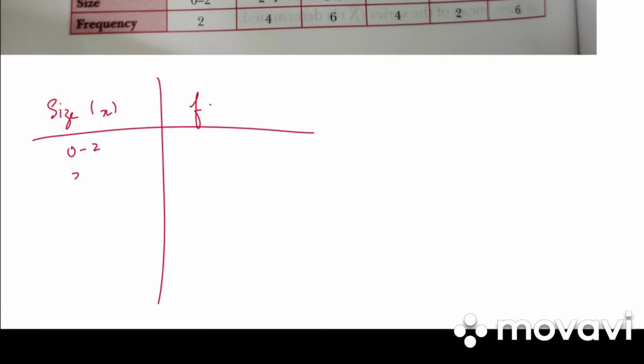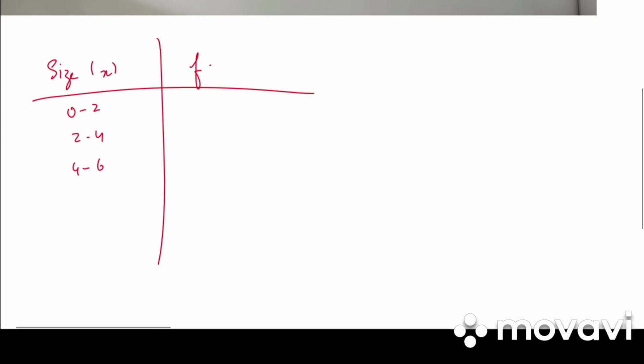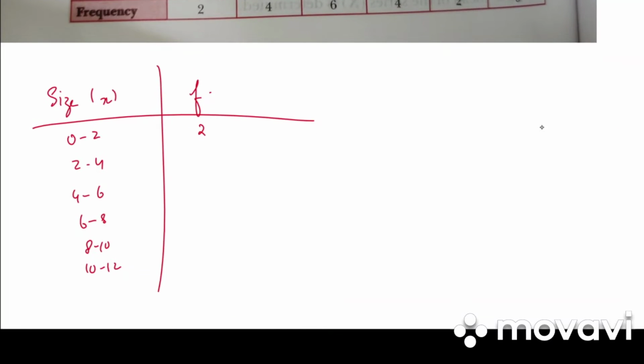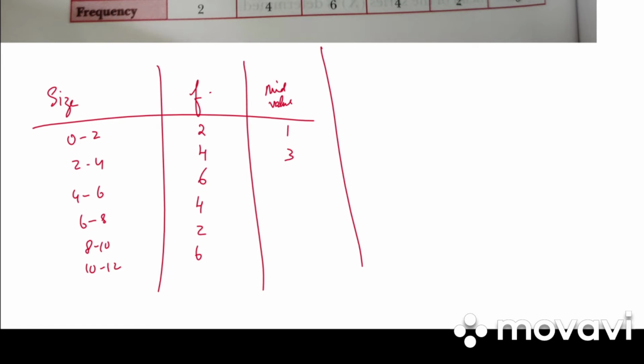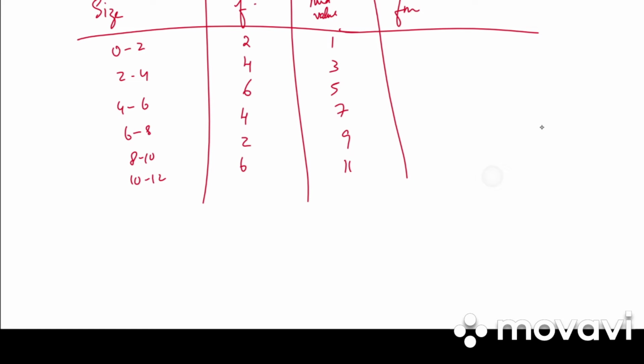Calculate standard deviation of the following using direct method. They have given us size and frequency. So size is x. They have given us frequency, that is f. 0 to 2, 2 to 4, 4 to 6, 6 to 8, 8 to 10, 10 to 12. Frequencies 2, 4, 6, 4, 2, 6. Next we need to calculate the mid values: 1, 3, 5, 7, 9, 11. Next we need to find f into m. So 2, 12, 30, 28, 18, 66.